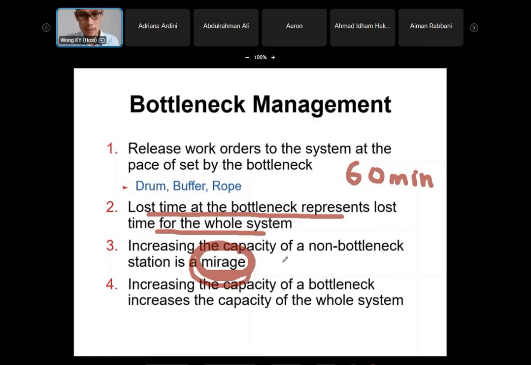Right, so there's no point to increase the capacity of a non-bottleneck station because it will never help to increase the capacity of the entire system. If you want to increase the capacity of the entire system, you should focus on increasing the capacity of the bottleneck station. Because if you can increase the capacity of the bottleneck station, then you can increase the capacity of the whole system.